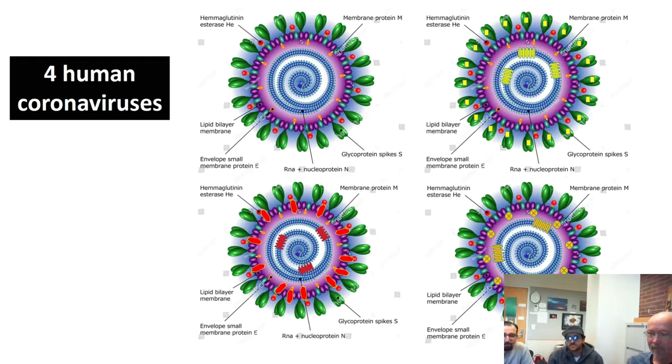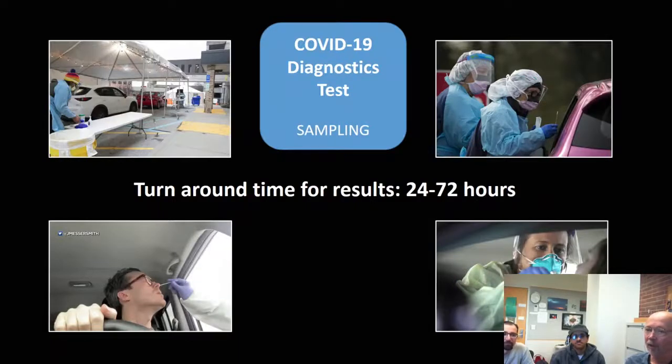So that's kind of our 4 different coronaviruses. Let's say 3 of these cause colds and one of them causes COVID-19. All right, so there's been a lot in the news about the diagnostic test for COVID-19. What have you heard about this diagnostic test?